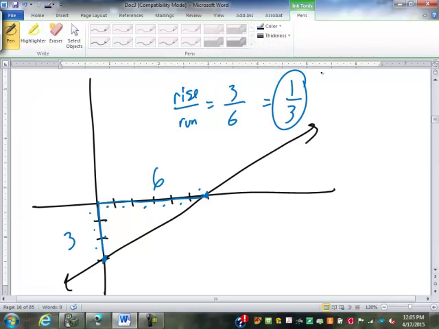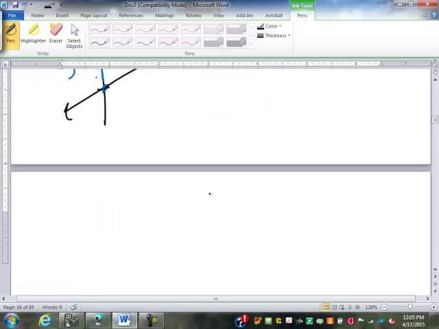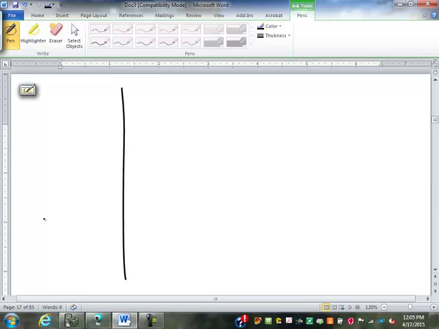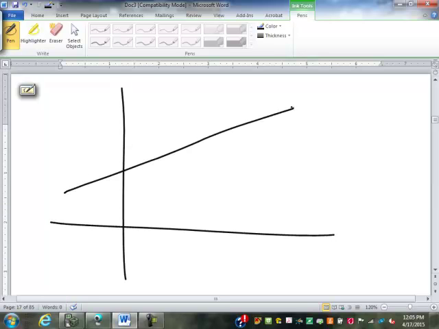Not all graphs go through nice coordinates on the axis like this. We may run into graphs that look like this.